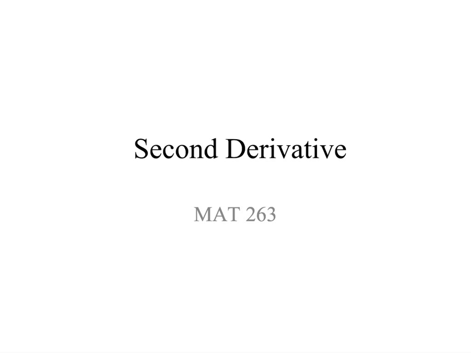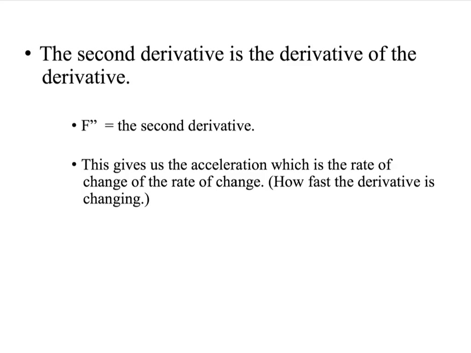Alright, this is going to be just a quick presentation on the second derivative as an application of the derivative. We've talked about the second derivative a little bit, and we basically know that to find the second derivative, we would just take the derivative of the derivative. And the notation that we use for the second derivative, instead of saying f prime like we would in the first derivative, notice that this is f double prime is the second derivative.